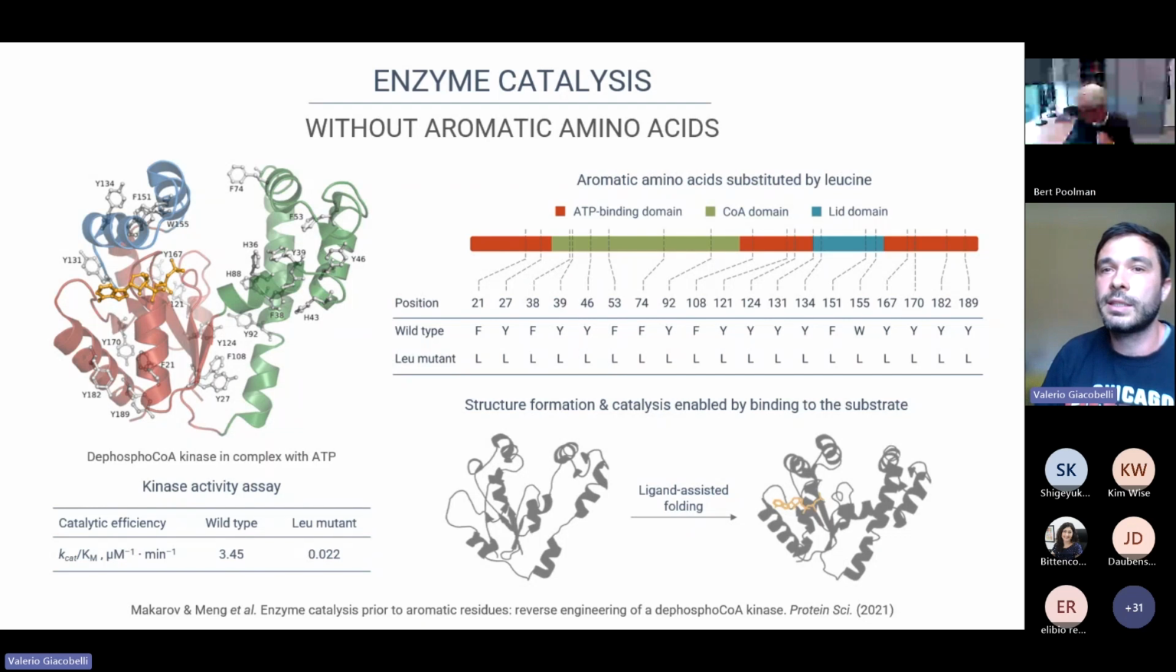experiment. In this case, we removed all the aromatic residues from the decarboxylase, the phosphocoenzyme A kinase, and we substituted all the aromatic amino acids with leucine, which is part of the 10 amino acid set. Even though the catalytic activity was reduced, the enzyme was still able to catalyze the reaction and bind ATP, one of the important cofactors.